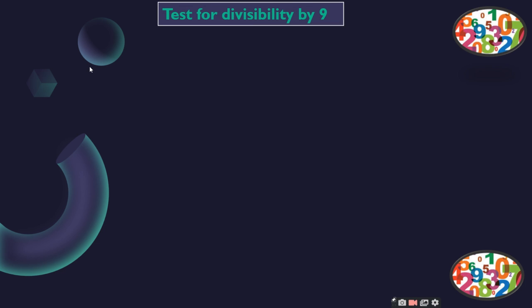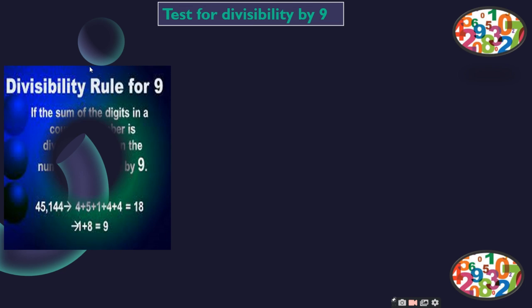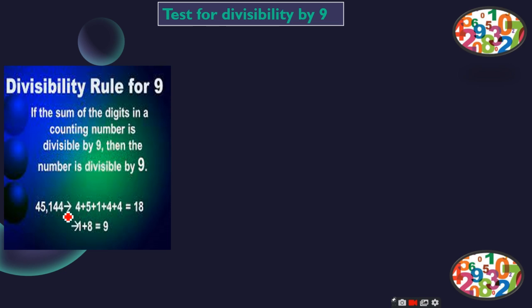Now test for divisibility by 9. Here is a rule. If the sum of the digits in a counting number is divisible by 9, then the number is divisible by 9. For example, 45114. Let's take the sum of the digits. So 4 plus 5 plus 1 plus 1 plus 4 plus 4 is equal to 18.